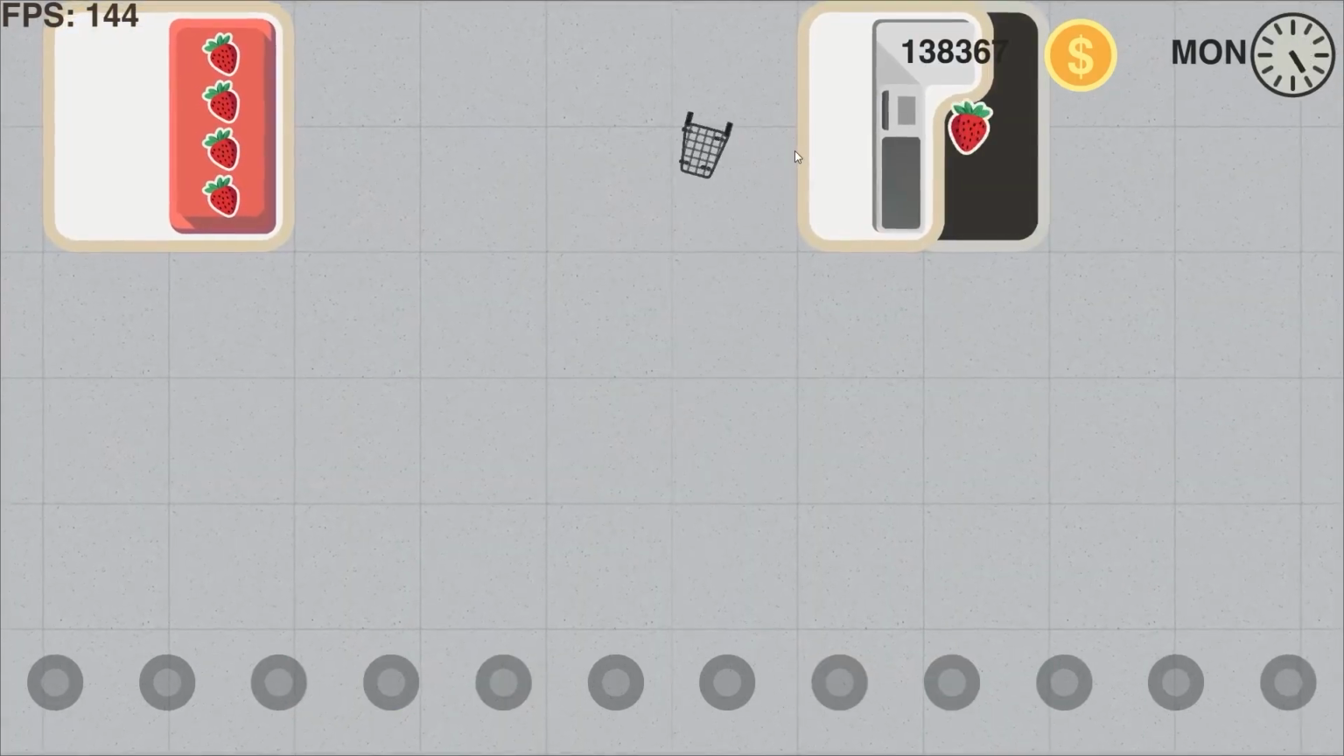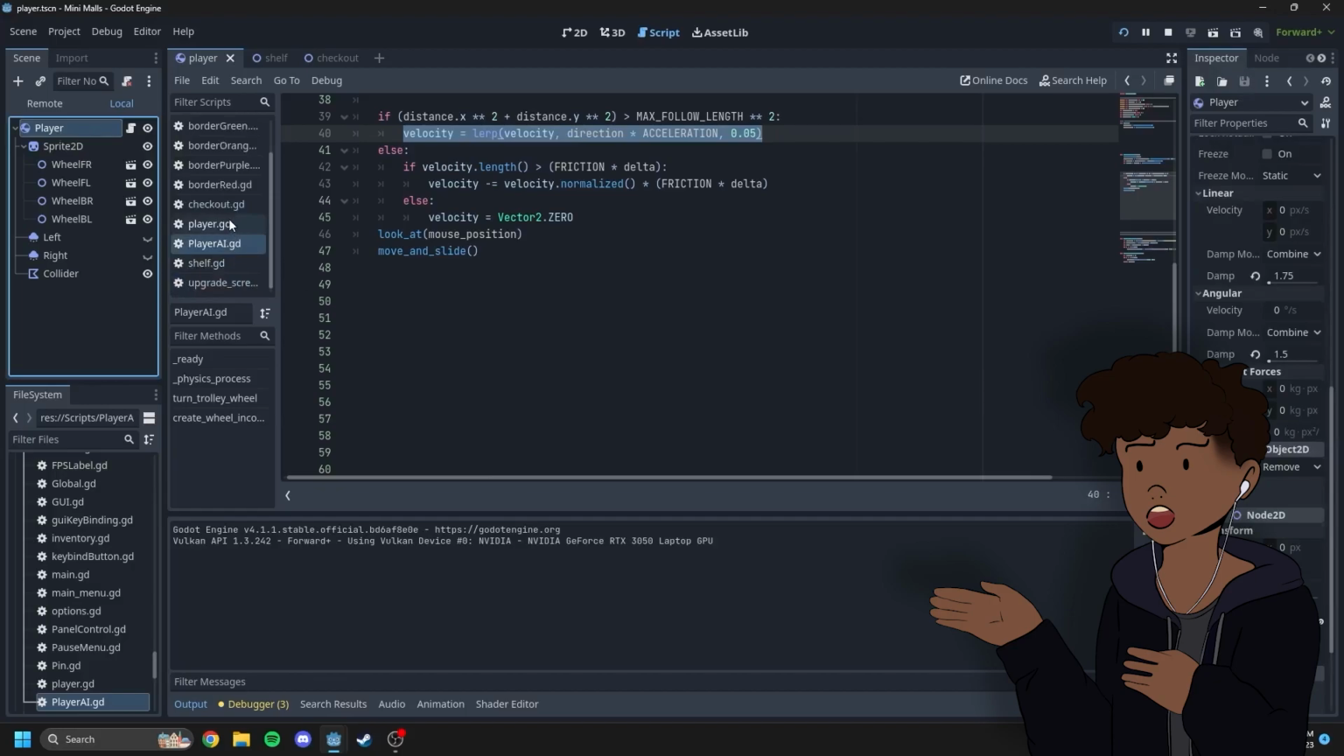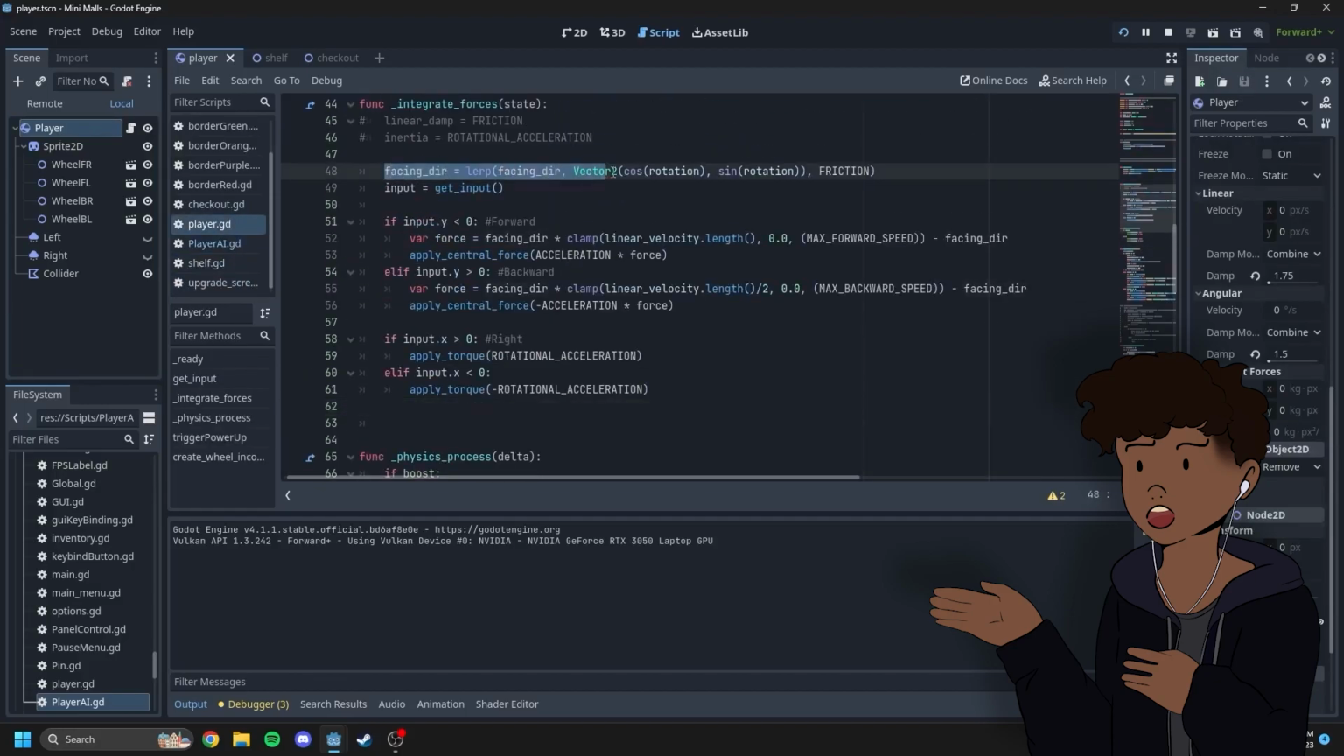If we just take another look at what else we're doing in the player code, we are lerping the facing direction. So lerp is short for linear interpolation, if you don't know already. It just basically means it smooths out.